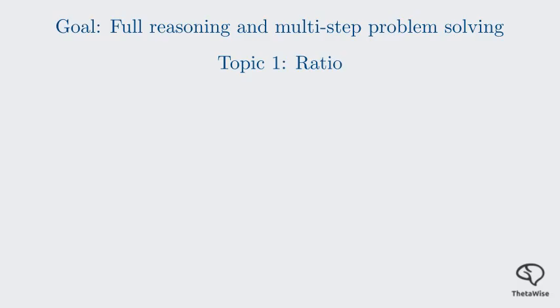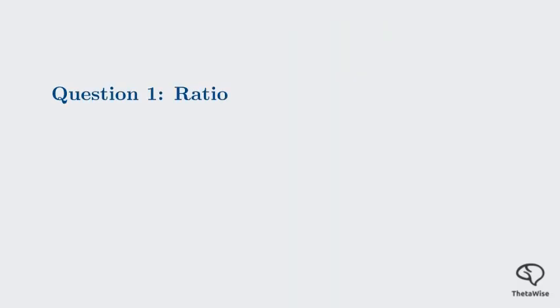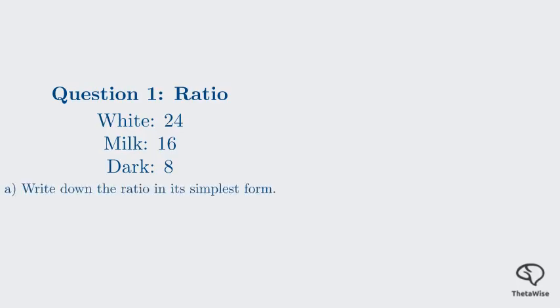Let's get started with our first topic, ratios. Let's start with question 1, which focuses on ratios. Sarah has some chocolates. 24 are white chocolate. 16 are milk chocolate. Part A asks us to write down the ratio of white chocolate to milk chocolate to dark chocolate in its simplest form.